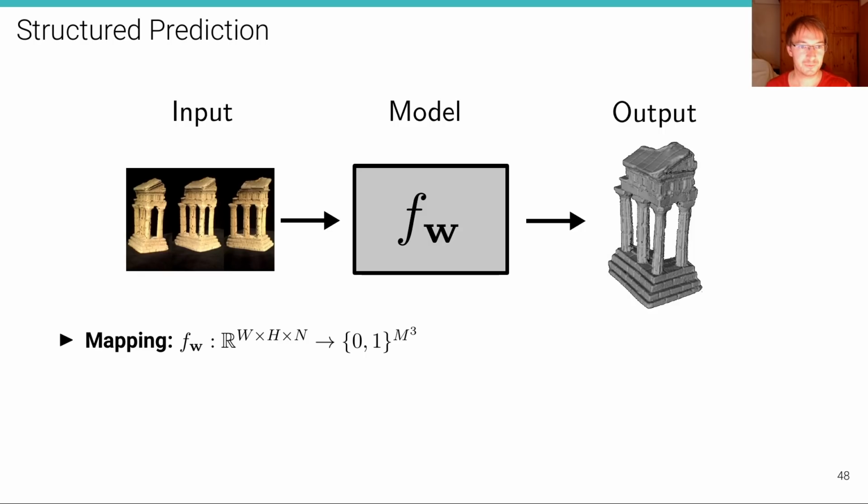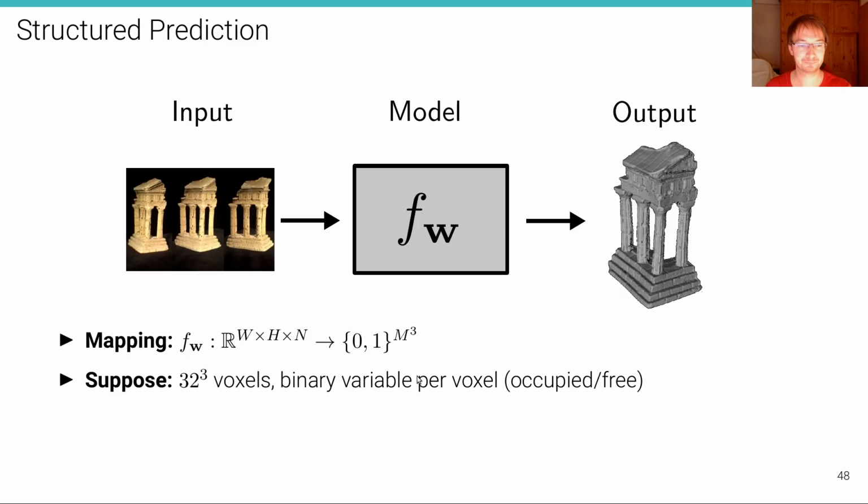And here's another structure prediction problem. In this case, this is 3D reconstruction. The input is a set of images and the output is a 3D reconstruction, which, for instance, can be specified by specifying the volume in terms of a voxelized grid, where for each of these voxels we determine if the voxel is empty or occupied. And we have m to the power of 3 such voxels because we have 3 dimensions, and if we assume that we have m voxels in each dimension, we have m to the power of 3.